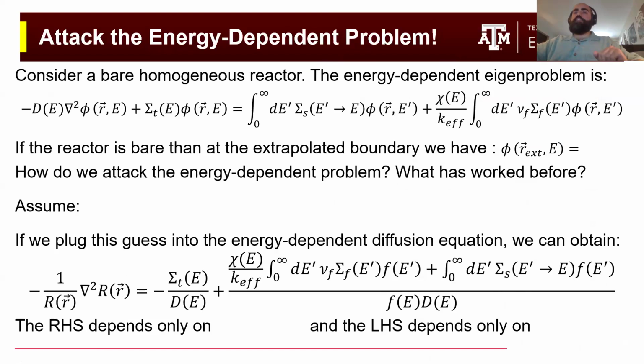So this is our energy-dependent diffusion equation. If we have a bare homogeneous reactor, if the reactor is homogeneous, what does that mean about the materials? What does that mean about the dependence on our materials? Homogeneous means same everywhere, right? So if something's homogeneous, that means it's all made of the same material.